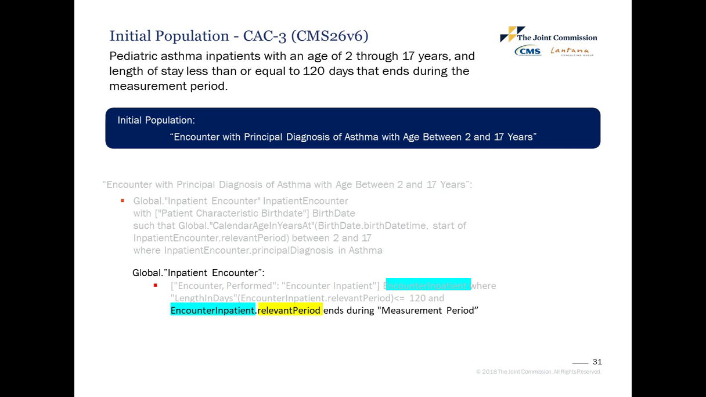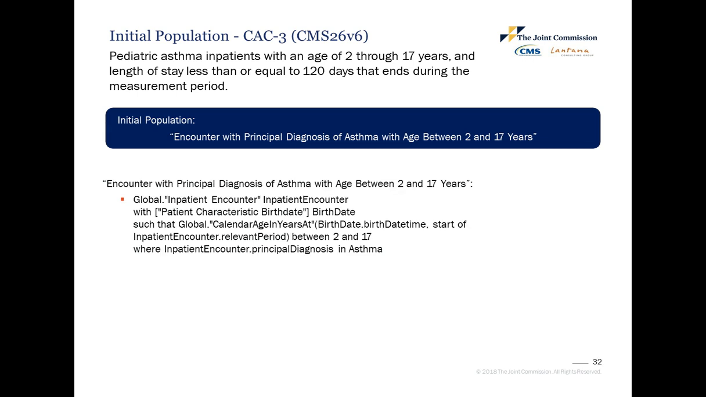And third, the relevant period end date, for example, the discharge date, must be during the measurement period. The measurement period reflects the time period of interest. So now that we've defined all the criteria to meet the initial population, encounter with principal diagnosis of asthma with age between 2 and 17 years becomes a single definition for the initial population.